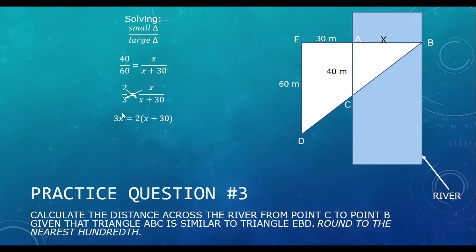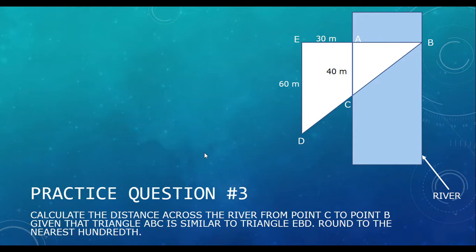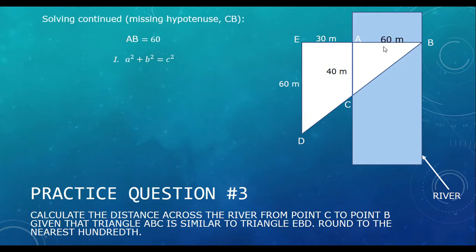When I cross multiply, I get 3x. And don't forget, you need to put parentheses around this term in the denominator, x plus 30, so that the 2 gets distributed, and you have 2x plus 60. Then you would subtract 2x from both sides of your equation to get the result x has a value of 60.